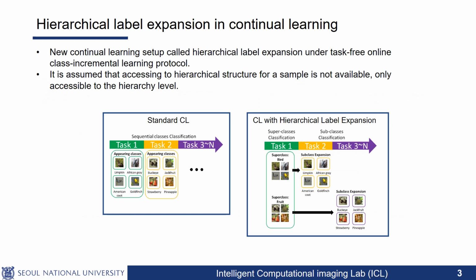By incorporating the setup of hierarchical classification, we suggest a new online continual learning setup called hierarchical label expansion. In contrast to hierarchical classification, this setup constrains that only one class from a specific hierarchy level is provided during training, while the network needs to predict the hierarchy branch at inference.